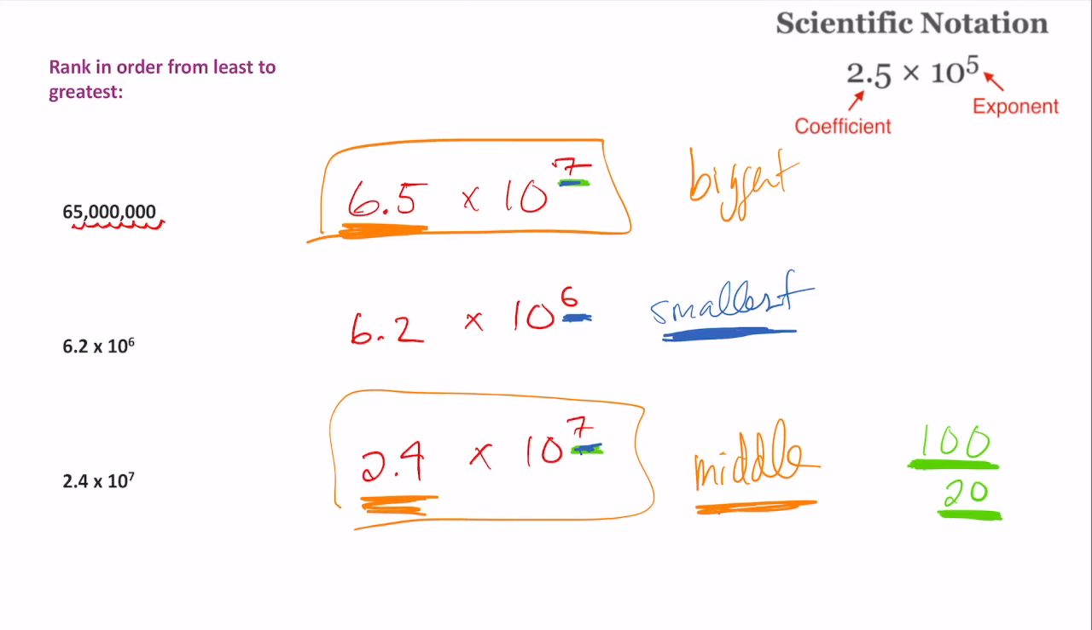Okay, so quick recap. We first looked at the exponents. The bigger exponent means it has more places, more zeros. It has to be bigger. Just like 100 is bigger than 20, even though 1 is smaller than 2, right? Then, once you rank them by the power, then you can look at the coefficient. 6.5 is bigger than 2.4, and so that's your second step.